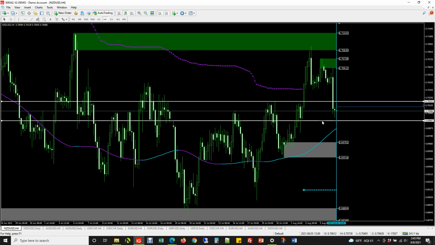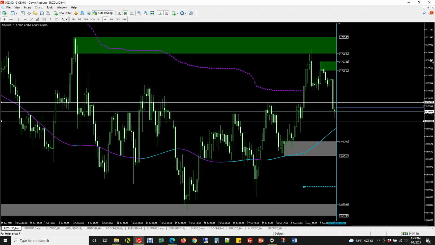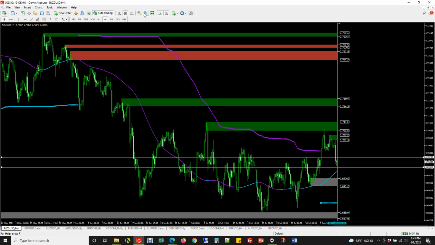So we like to base this on previous support and resistance. Okay, so if you look back, if you're new to trading, any of that, history repeats itself. Okay, I know I say this all the time.